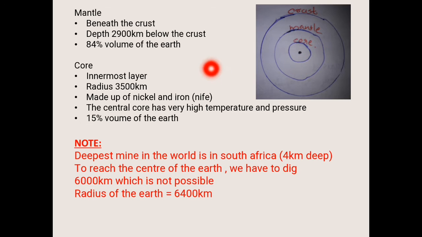Then the innermost layer is core and its radius is 3500 km and it is made up of nickel and iron. So the innermost layer, that is core, is also known as Nife layer. The central core has very high temperature and pressure. When moving from the outer surface to the inner region, the temperature and pressure increase continuously. Therefore, the central core has very high temperature and pressure. Core constitutes 15% volume of the earth, mantle 84% volume and the crust just 1% volume, total 100%.